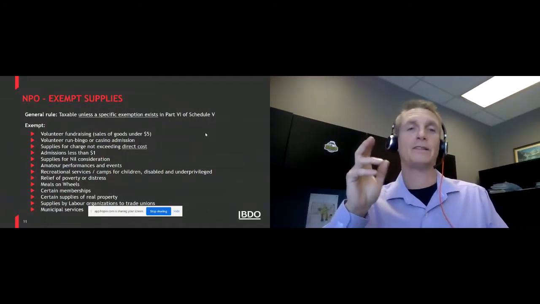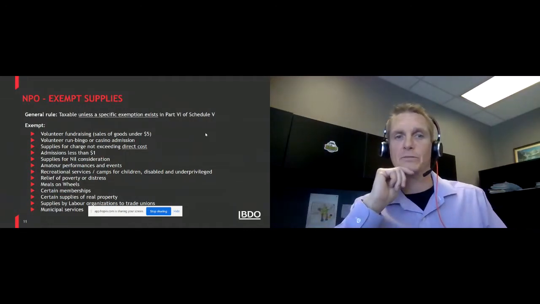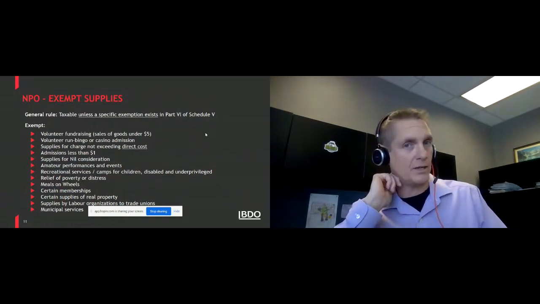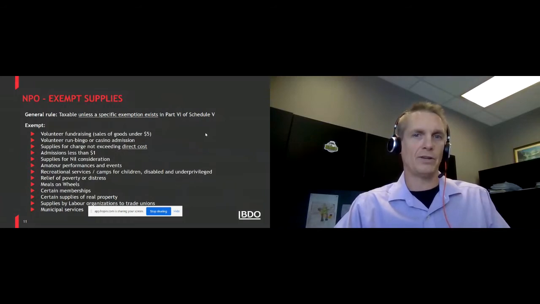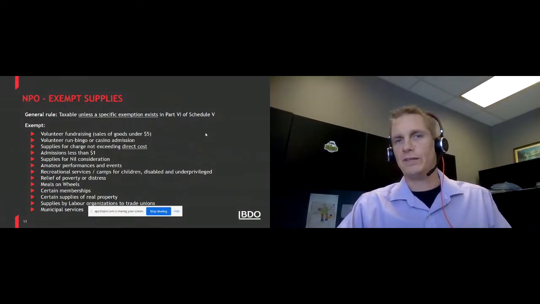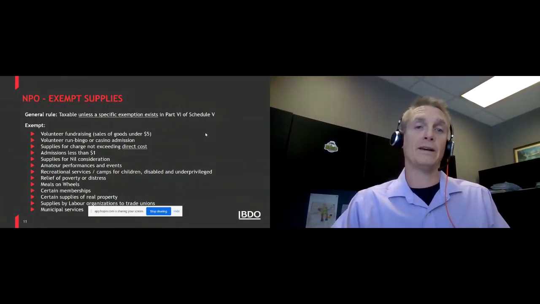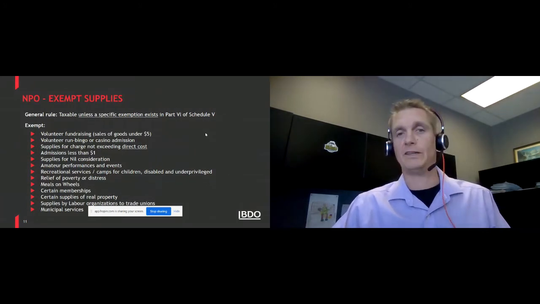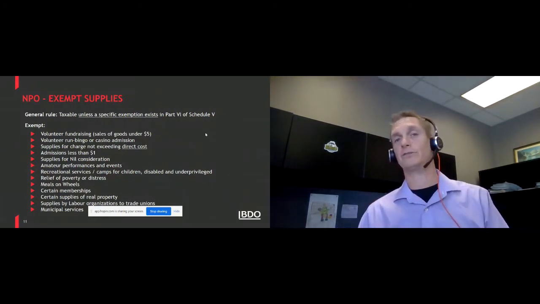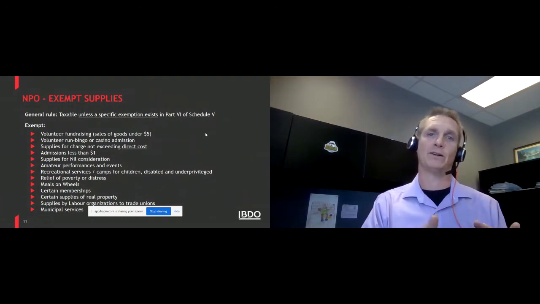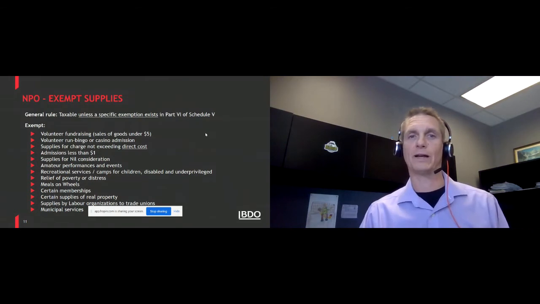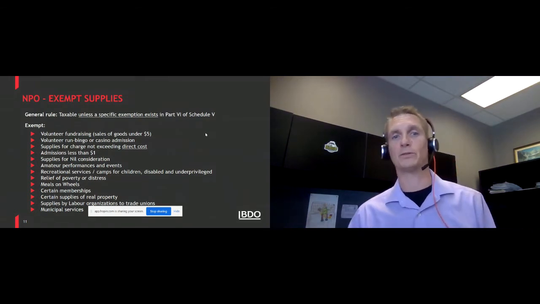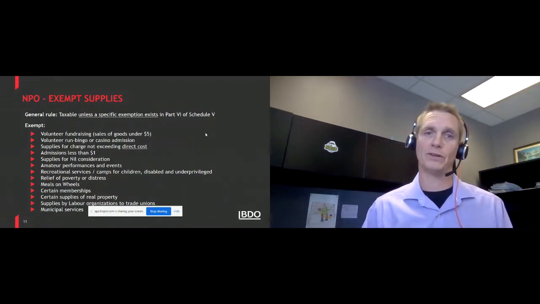Now, having said that, there are a fairly large number of supplies that are exempt, and you can see a list here. So some volunteer fundraising, selling goods under $5, bingo or casino admissions, supply of goods for a charge not exceeding their direct cost. So if I buy a t-shirt for $20 and sell it for $20, I'm not selling it for an amount in excess of direct cost, so that's exempt. But if I buy it for $20 and sell it for $25, that's a taxable supply.